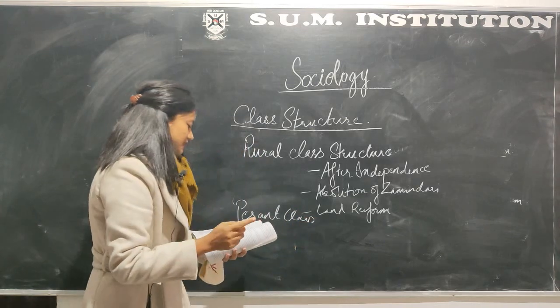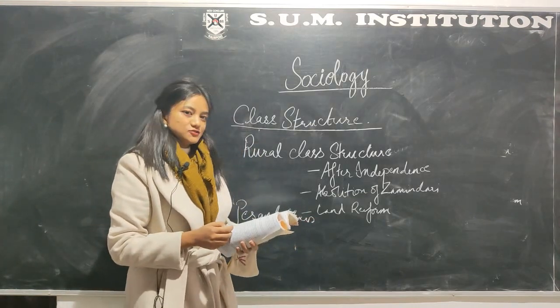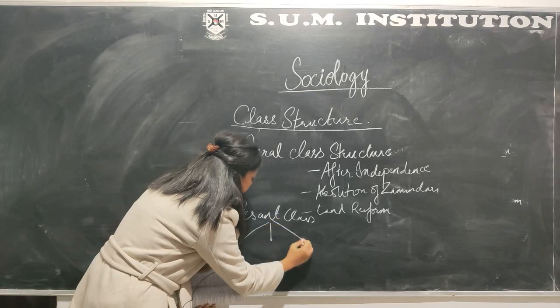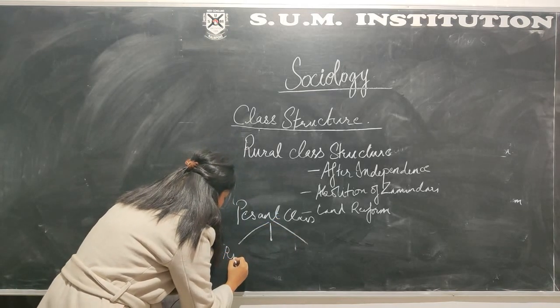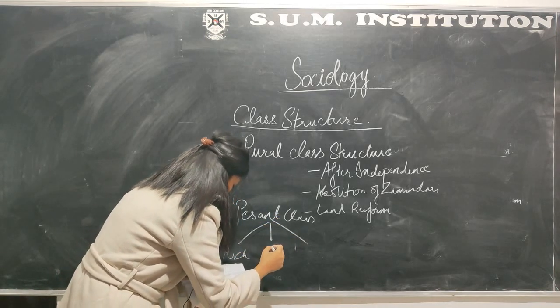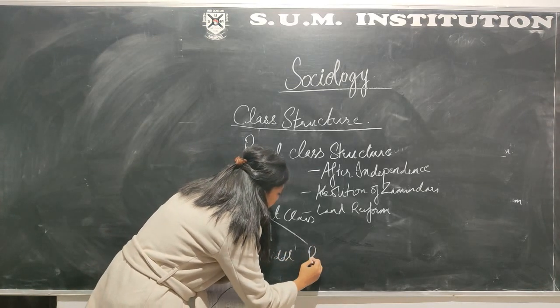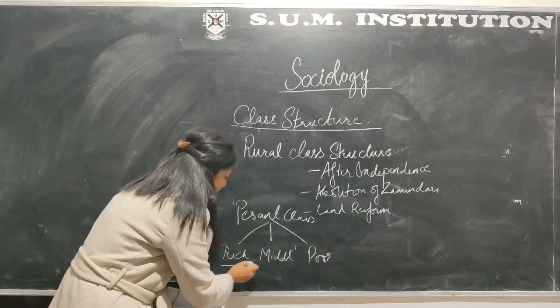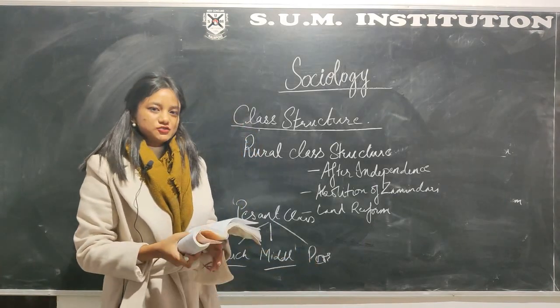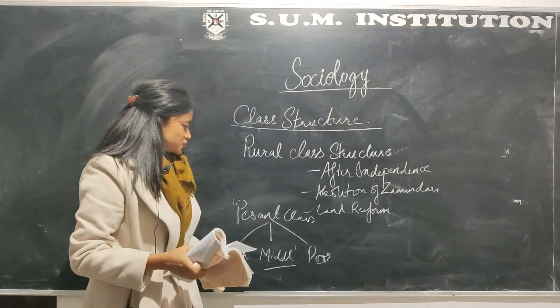The peasant class was also divided into three groups: rich, middle, and the poor. So the peasant class was divided into three groups, and those were rich, middle, and poor.